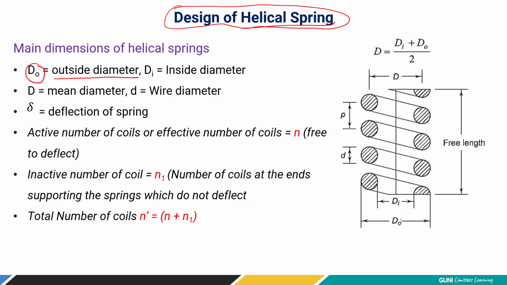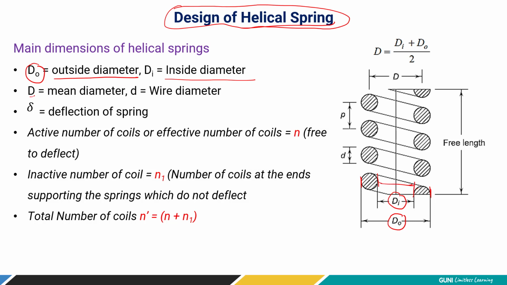This is the outside diameter DO, from outside surface to the outside surface, so here to here, that is perpendicular to the spring axis. Similarly, we have inside diameter. Here it is shown, from the inside coil surface to the next coil is called inside diameter.